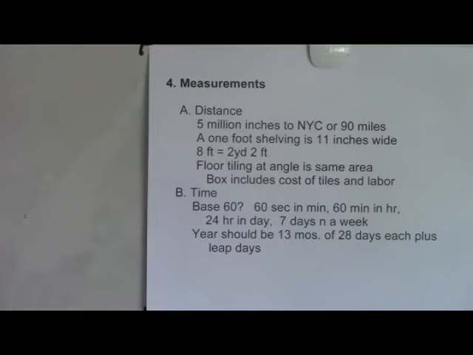Okay, and then the last section is time. Well, what base system are we working with in time? It's 60 seconds in a minute, 60 minutes in an hour, but there are 24 hours in a day. And then there are 7 days in a week. Time is really messed up.